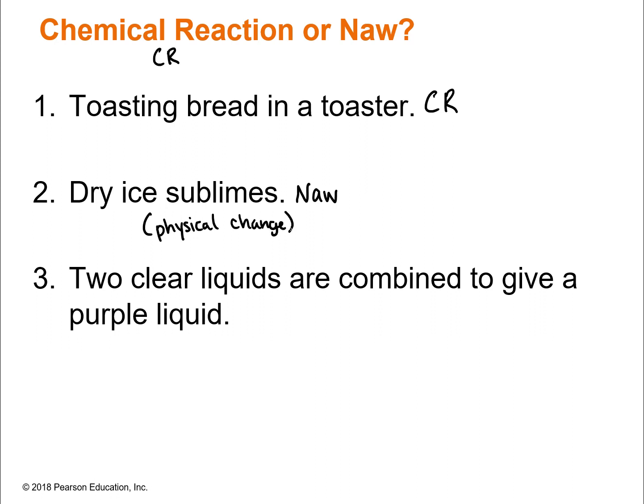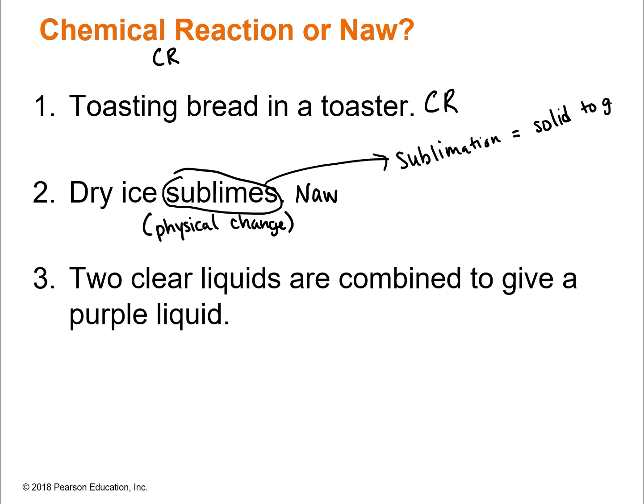Third one. Two clear liquids are combined to give a purple liquid. Oh, sublime. So it's okay to put your answers in the chat. That harkens back to chapter 3. Sublimation means that you're going directly from a solid to a gas. And that's what dry ice does.